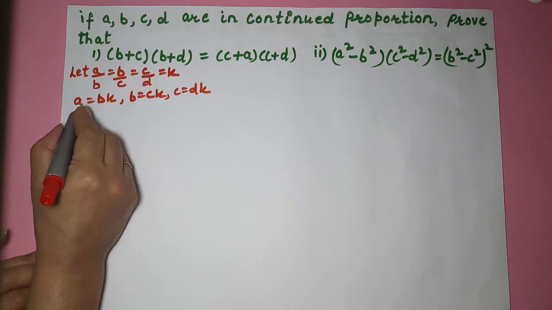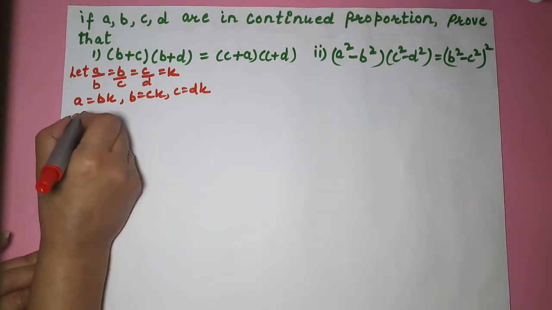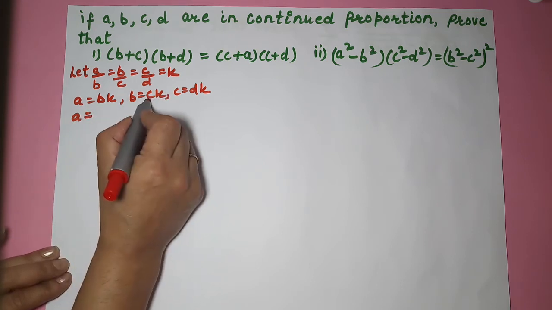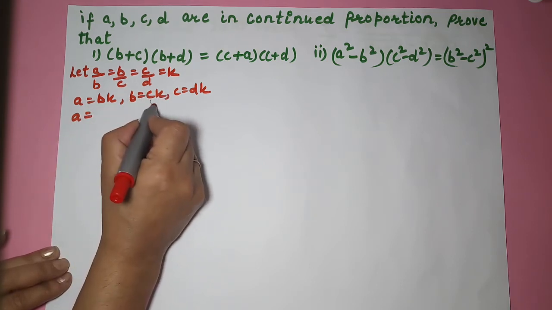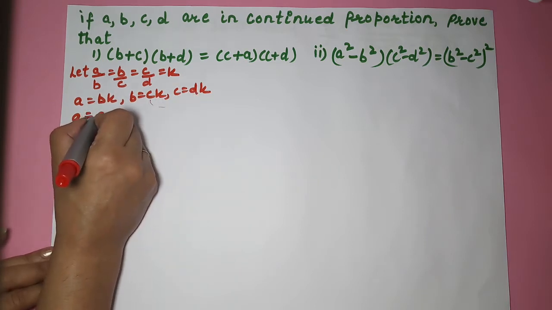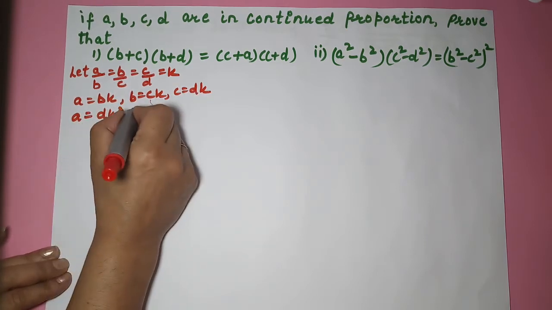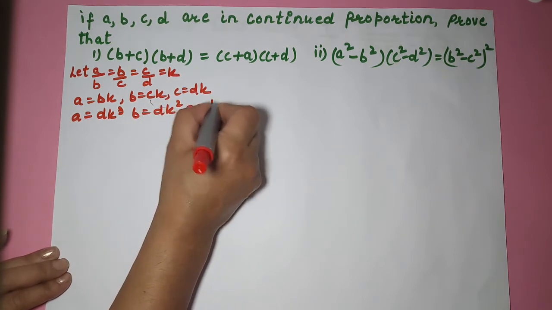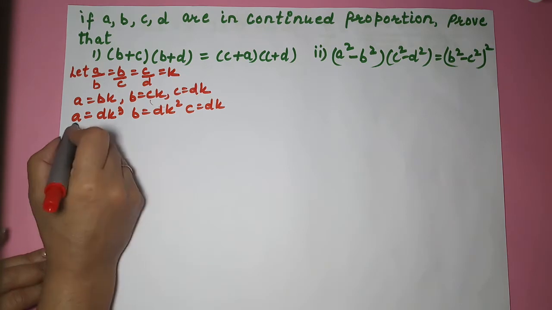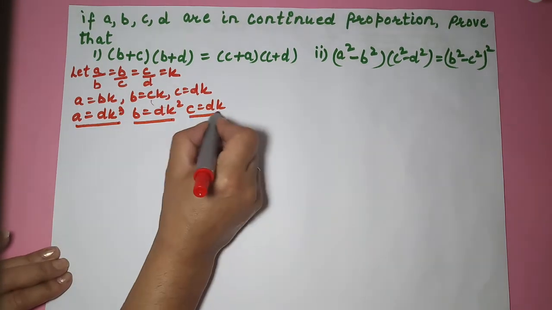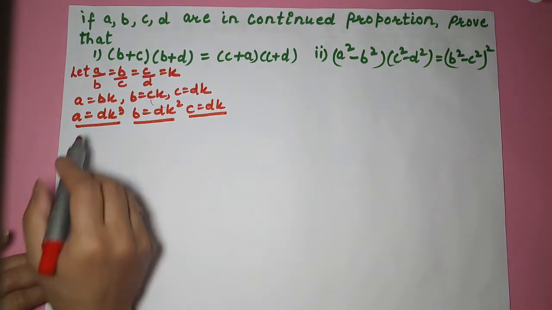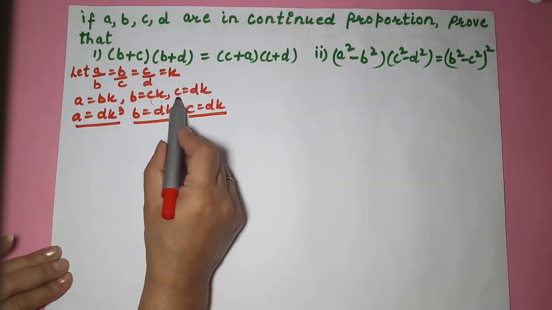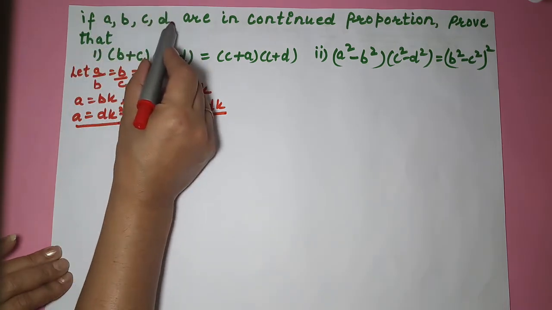Now if I replace this in terms of this, I'll get a equal to, in place of b I can write ck. Then again in place of c I have to write dk. So a will be dk cube, b will be dk square, and c will be dk. Right? Now I have to replace only these three values in the question. I don't have to write a as bk, b as ck, and c as dk. I have to get all in terms of d.